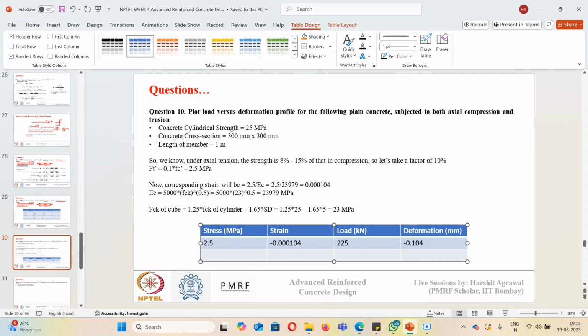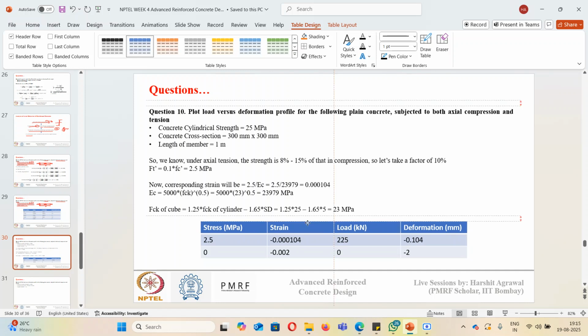And at a higher strain value, if I take a higher strain value of 0.002, we know it is a brittle failure, the stress will drop to zero. So I've just taken one additional point so that I can show in the profile how it is appearing. So at this deformation the load will turn out to be zero.